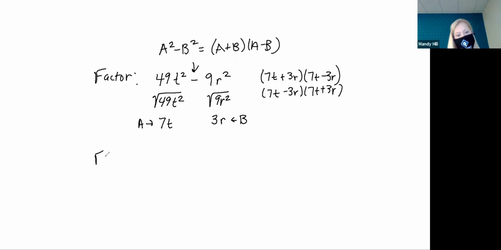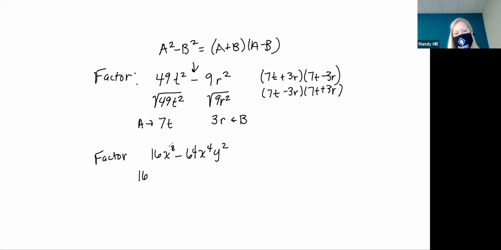Okay, we've got factor 16x to the 8th minus 64x to the 4th y squared. Turned it up a notch, right? We do have the difference because we're subtracting. We've just got two terms, so we might be able to use this, but the first thing you need to do is, is there anything that 16 and 64 have in common? I know 2 goes into both of them. I know 4 goes, 16 even goes, right? So we could pull out a 16 from both of these.